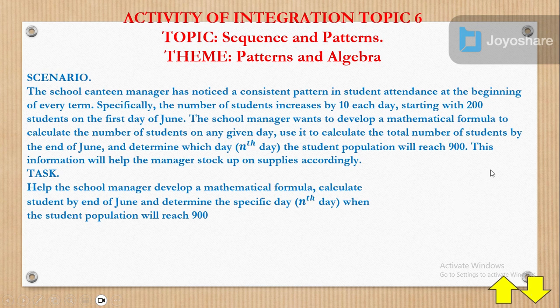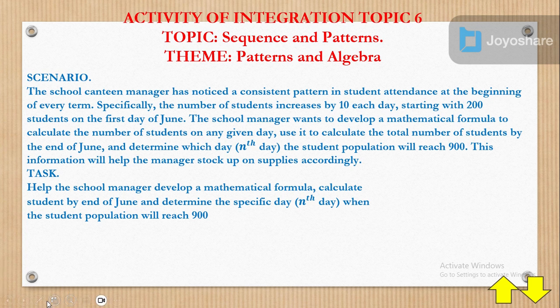Now on part 6 you have sequence and patterns. Here we look at a lot of these. Of course, right from primary they were always giving us some sequences, and what was required was to complete them. It says, the school canteen manager has noticed a consistent pattern in student attendance at the beginning of every term. Specifically, the number of students increased by 10 each day, starting with 200 students on the first day of June.